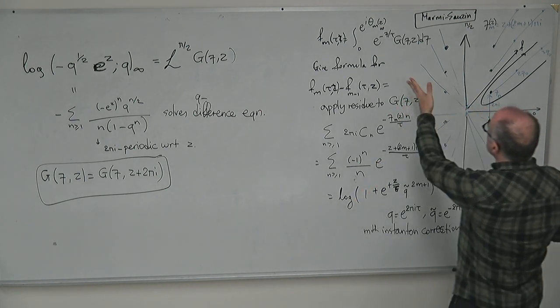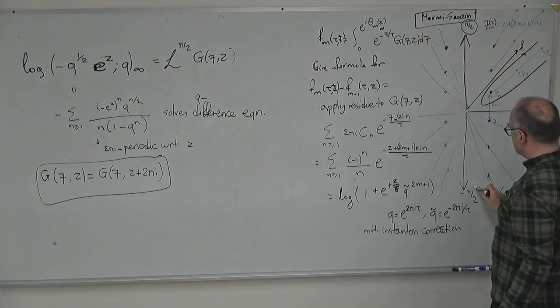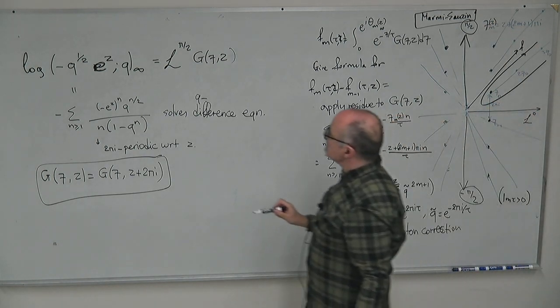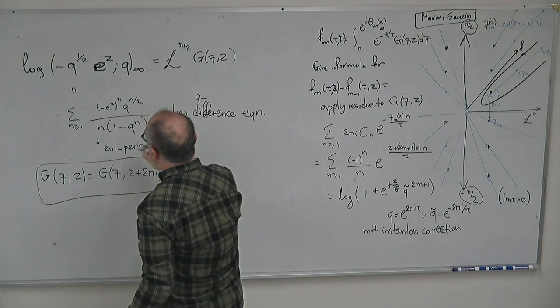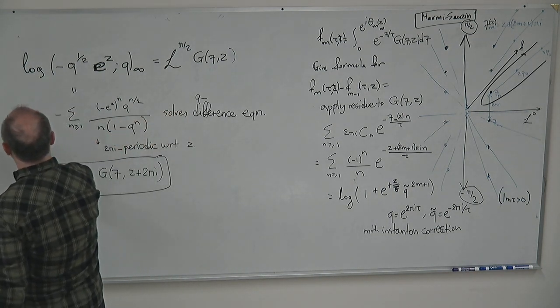So this is one solution, but then of course there is the other solution. This is the pi over 2, then there is the one at minus pi over 2, and it is basically the same story here. So this is when q is less than 1, but in fact the same formula works.